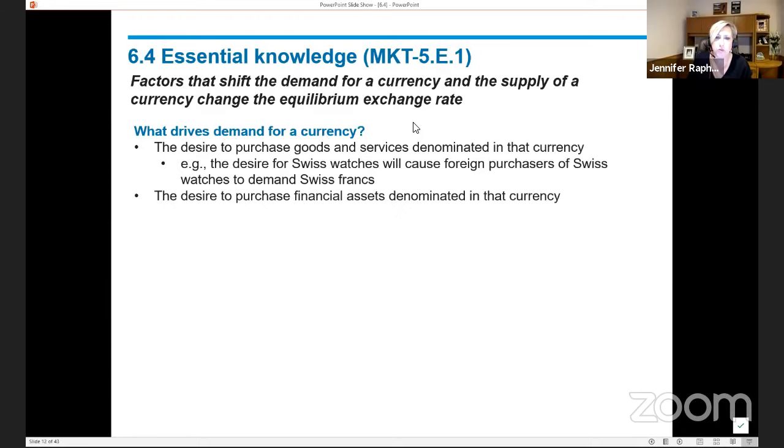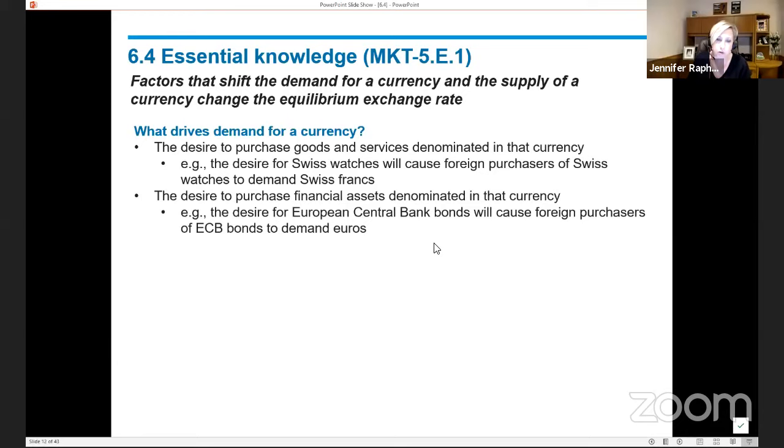It's also that the demand for a currency is a function of the desire to purchase financial assets denominated in that currency. So we're talking about bonds, we're talking about other interest-bearing assets, stocks, other equities that generate income. So the desire to purchase financial assets denominated in a given currency is going to drive demand for that currency. In this example, the desire for European Central Bank bonds would cause foreign purchasers of ECB bonds to demand euros.